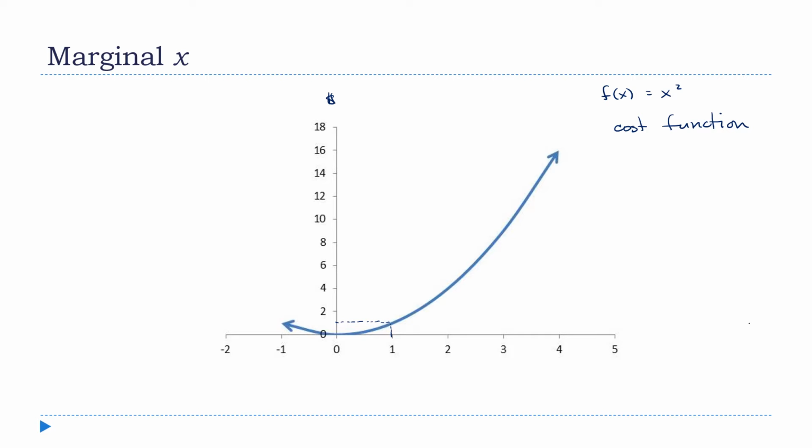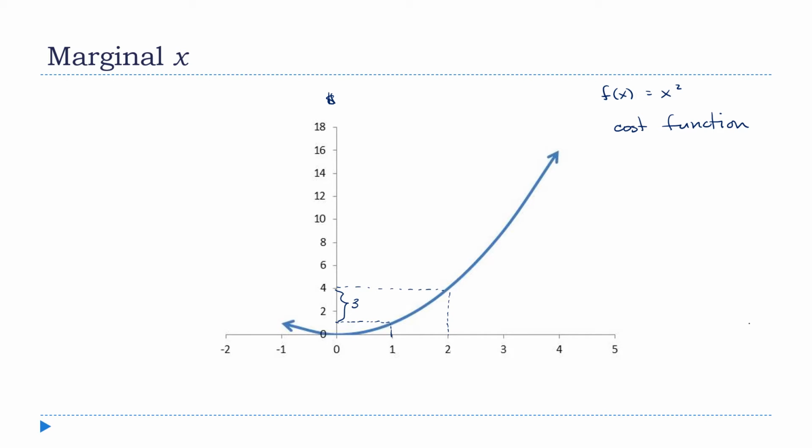And I want to know, what is the marginal cost at this point? Well, the marginal cost is the cost of producing one more item. So let's see, the cost of producing that second item is going to be 4. So the marginal cost is the difference between the cost of producing 1 item and 2 items. So here it would be 3.